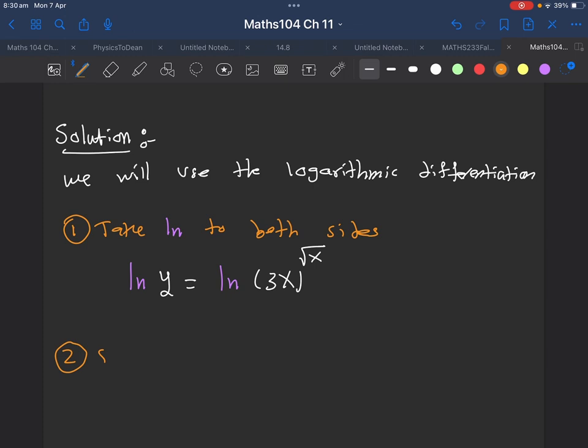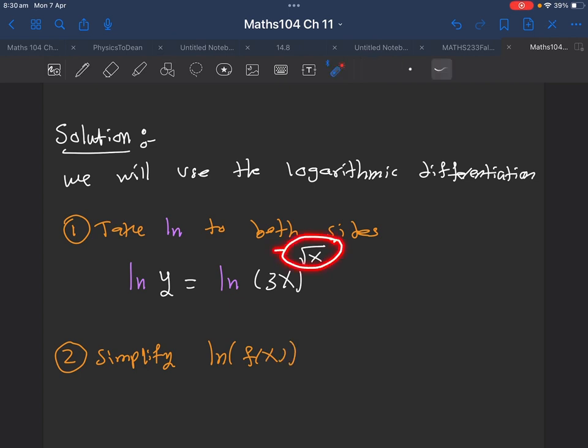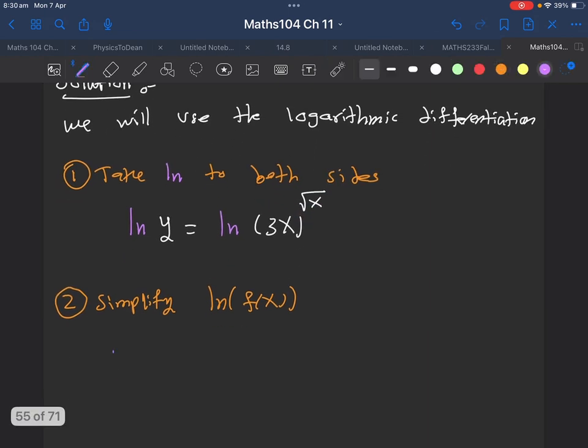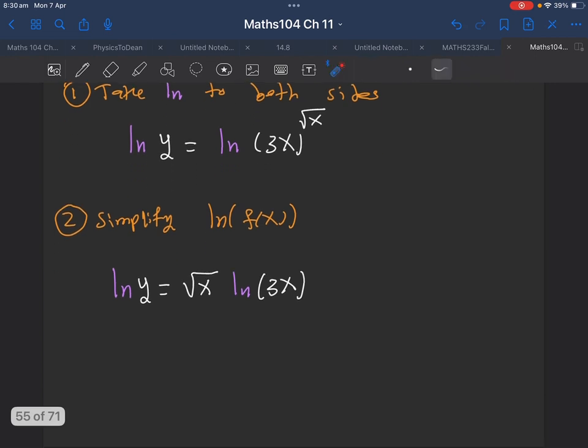Step number 2, simplify the ln of the function. What do we mean by simplify the ln of the function? Remember, one of the properties of the ln, if we have a power, we can take it down. And that's exactly what I will do. I'll just go ahead. ln y equal, take the power down, so you will get just root x, and here you will get ln 3x. Now, this is a much simpler function. This is just a product of square root and ln. So this is something we can find the derivative of easily.